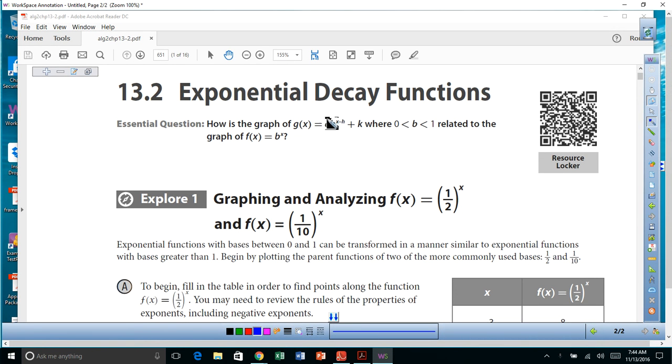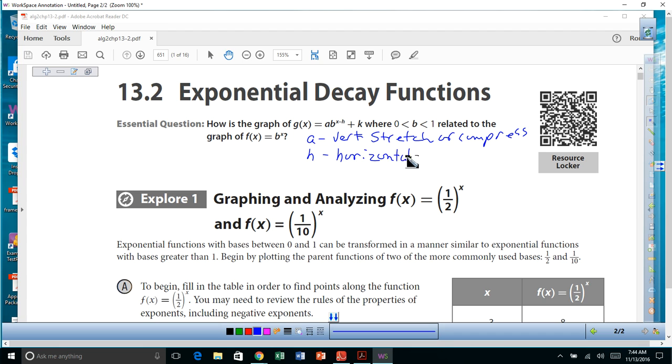Well, the a does a vertical stretch or compress. The h, horizontal translation, left or right. And k does a vertical translation, up or down.